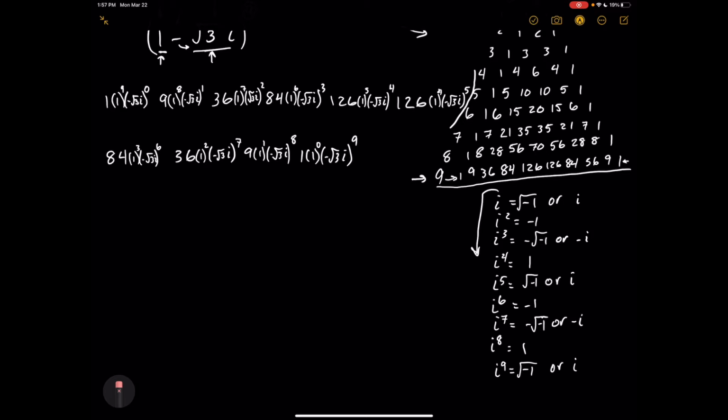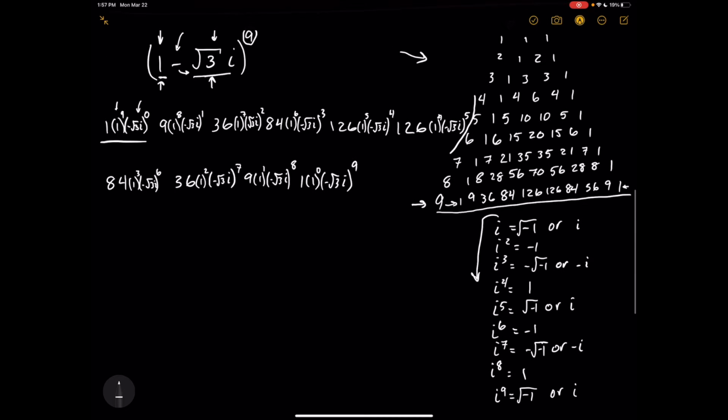So let's simplify this first term. Anything to the 0 power is just going to be 1, 1 to the 9th power is just 1, and 1 is just 1. So this first one is just going to be 1. You'll also notice we don't have any variables here. Generally when we're using Pascal's triangle we have a variable, but instead we're only going to be working with our i values.